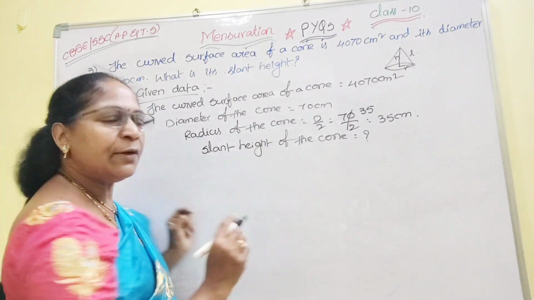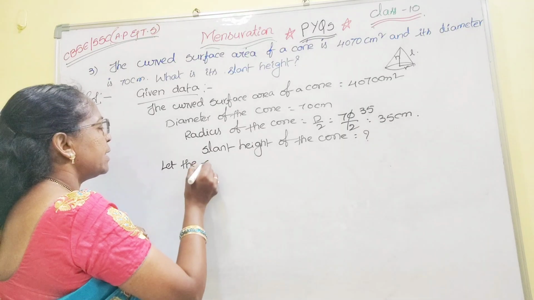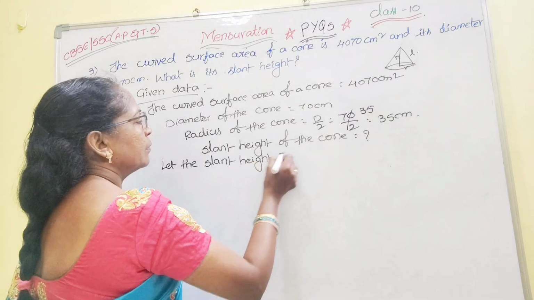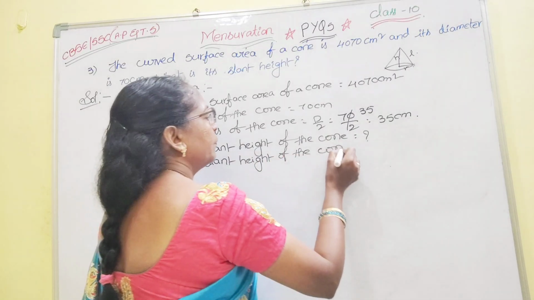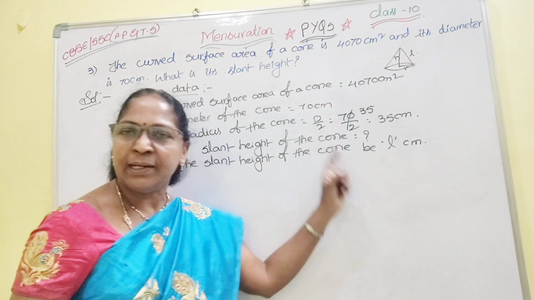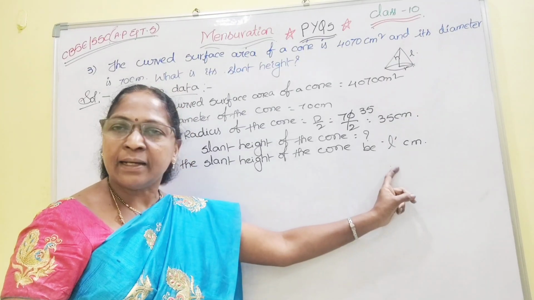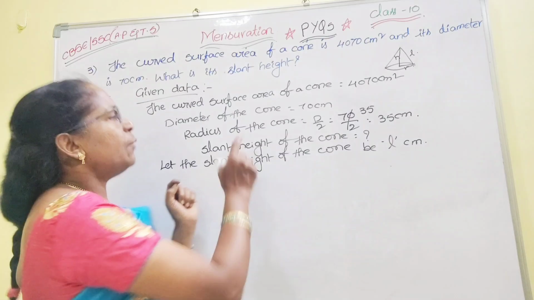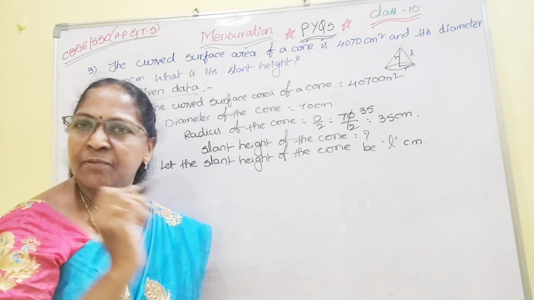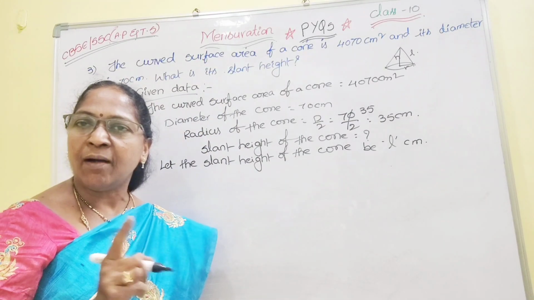Next, slant height. Do you know the slant height? We don't know. Just assume that the slant height of the cone be L centimeters. Here units are centimeters, so you have to represent centimeters. We have to assume the slant height as L. Then what is the formula? Here the curved surface area of the cone value is given. Use that formula. What is the curved surface area of the cone? That equals pi r L.